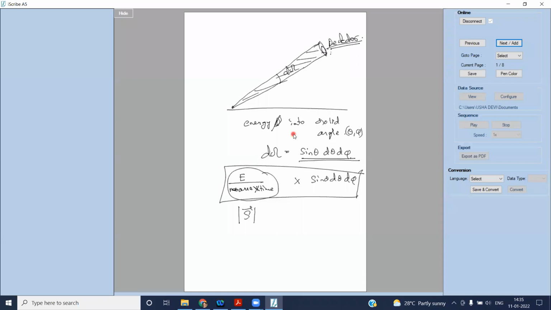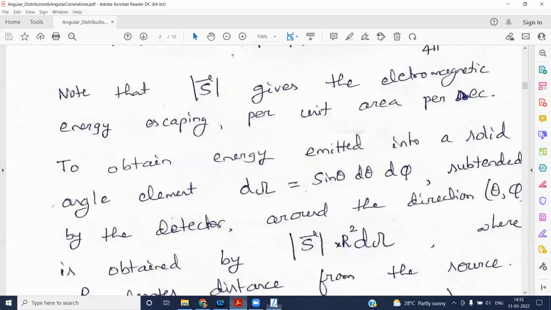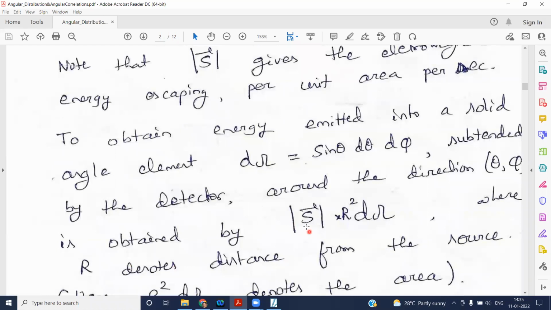That is what I detect experimentally. So I have to say that. I am explaining why I am saying all these things. Energy per unit area per second is the magnitude of S. But if I want to know the energy emitted into a solid angle element d omega, subtended by the detector, where the detector makes an angle with the gamma ray which is entering, whichever gamma rays enter the solid angle are being detected. So this is what we get as modulus of S. Oh, I forgot R squared d omega, because it is at a distance R.